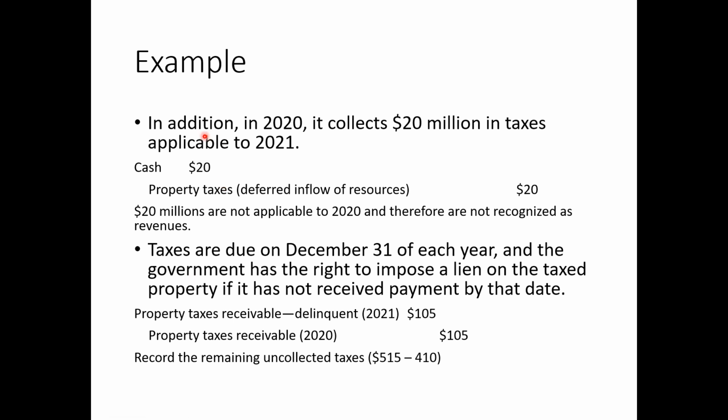In addition, in 2020, it collects $20 million in tax applied to 2021. The money is available, but we cannot apply it. The $20 million is not applicable to 2020. We can only use the $20 million for 2021 expenditures. So they're not revenues. Again, they're deferred revenue, deferred inflow of resources.